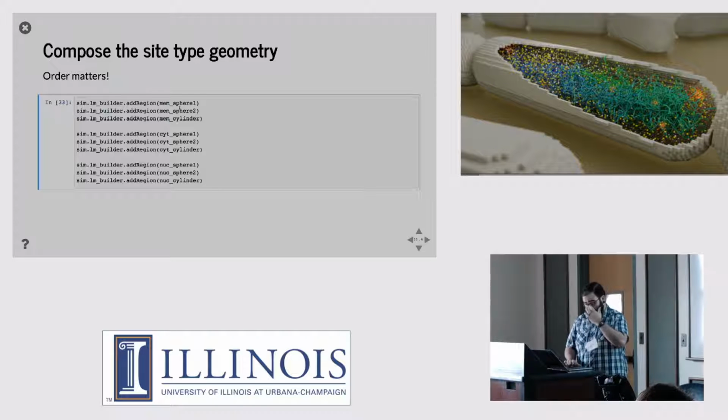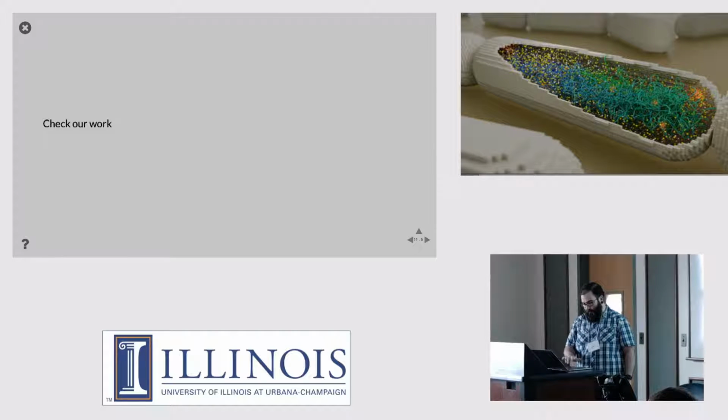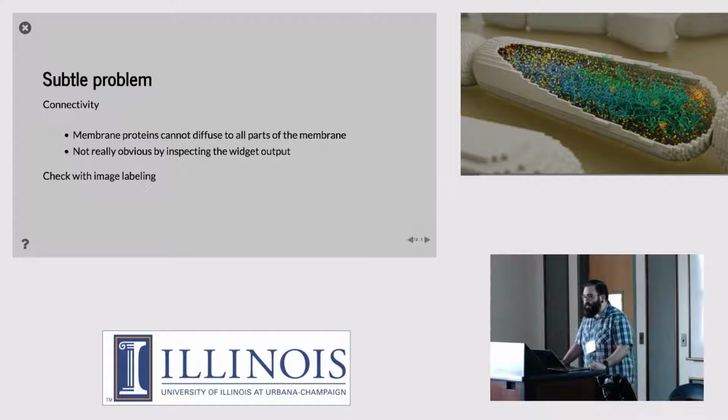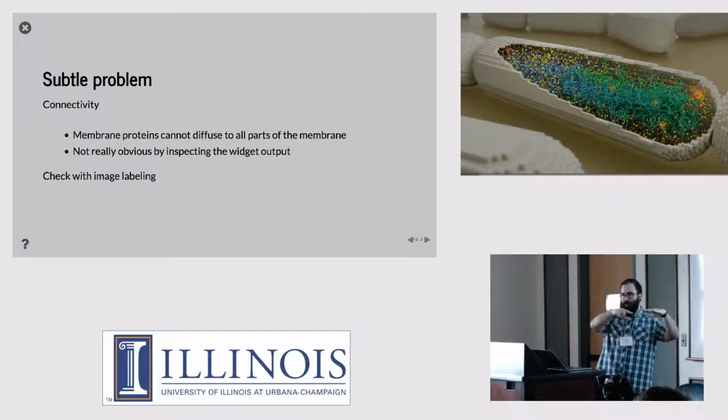Why? Okay, so there is a subtle problem with the way that I constructed this. The membrane proteins will be unable to explore the entire membrane. So there will be sections of the membrane that we constructed which are not connected by nearest neighbor diffusion. And just by looking at the output of the widget, that's not obvious.